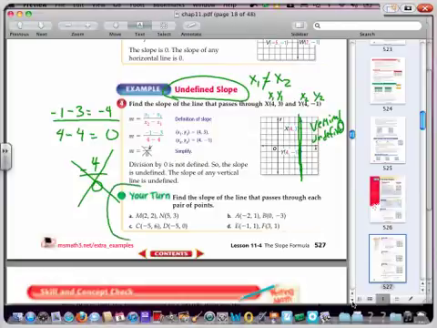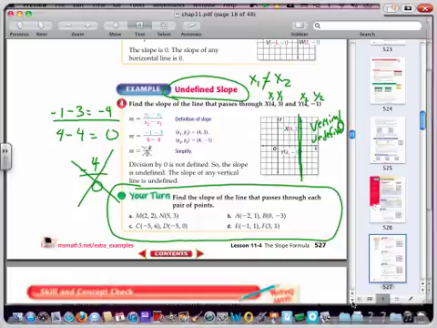Okay, in your notes, I want you to do these 4 problems and write them down.